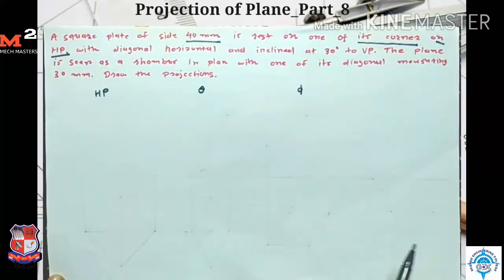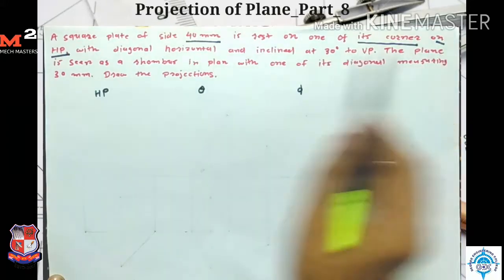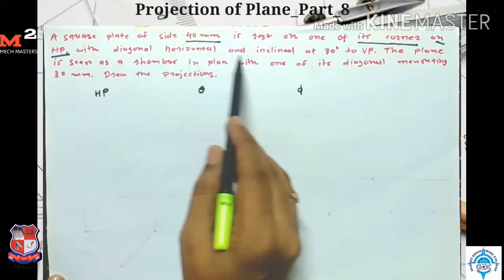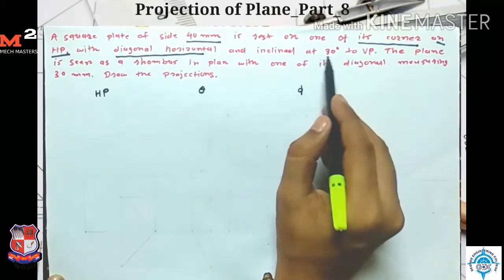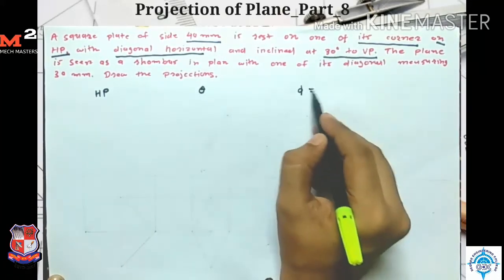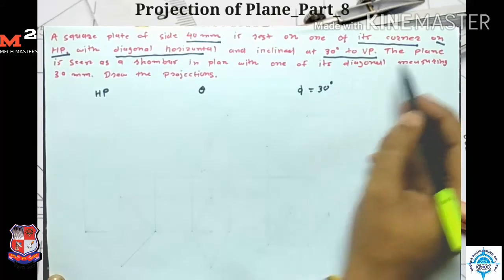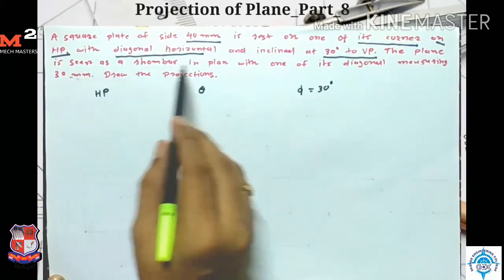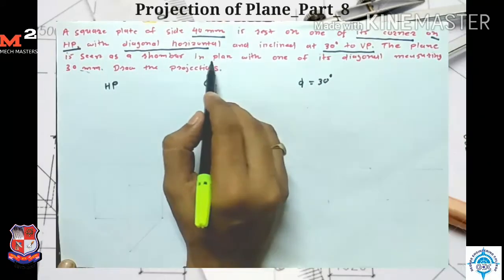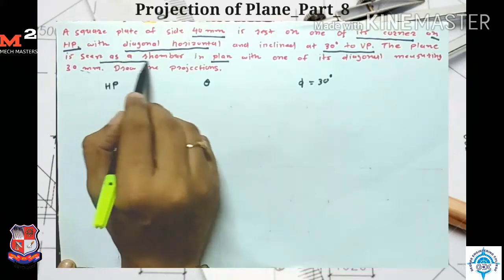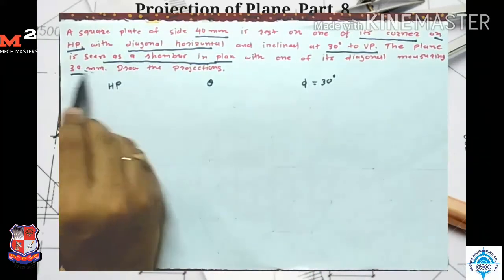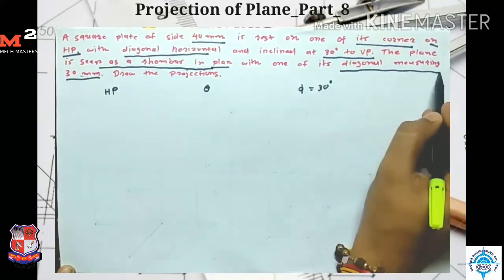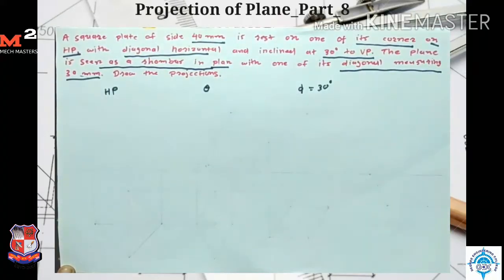A square plate of side 40 mm is resting on one of its corner on HP with diagonal horizontal and inclined at 30 degree to VP. So phi is equal to 30 degree. The plane is seen as a rhombus in a plan with one of its diagonal measuring 30 mm. Okay, diagonal measuring 30 mm. So length of the diagonal is 30 mm.